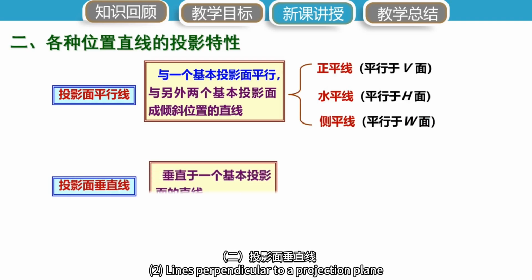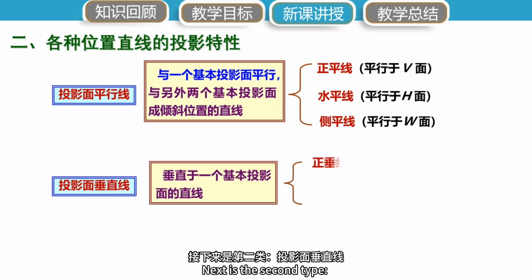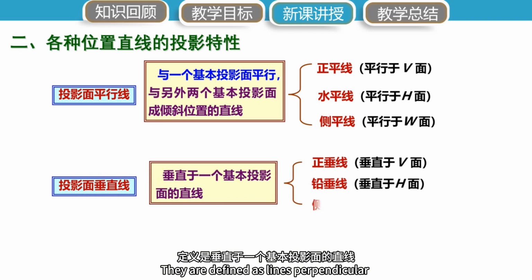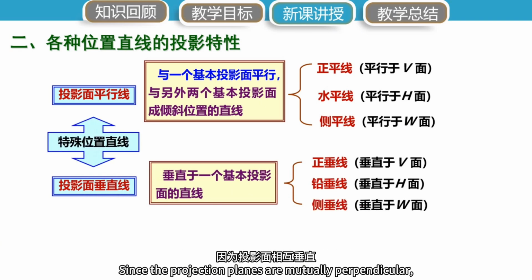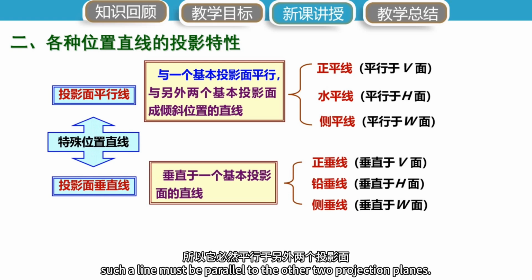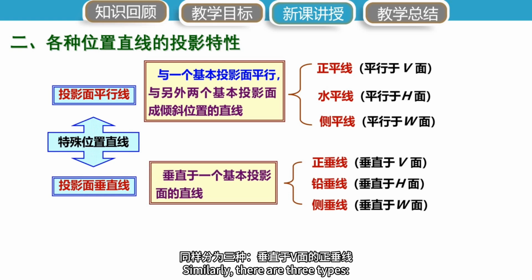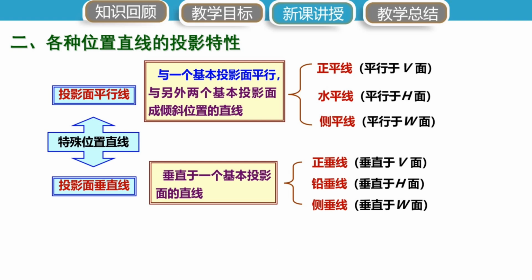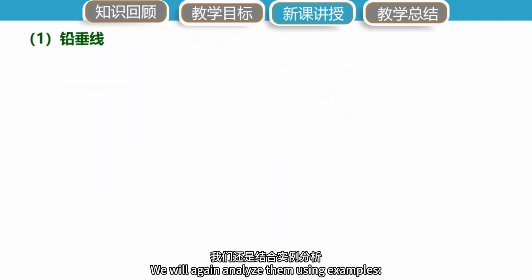Second, lines perpendicular to a projection plane. Next is the second type, lines perpendicular to a projection plane. They are defined as lines perpendicular to one principal projection plane. Since the projection planes are mutually perpendicular, such a line must be parallel to the other 2 projection planes. Similarly, there are 3 types: the frontal perpendicular line, perpendicular to the V-plane, the vertical line, perpendicular to the H-plane, and the profile perpendicular line, perpendicular to the W-plane. We will again analyze them using examples.